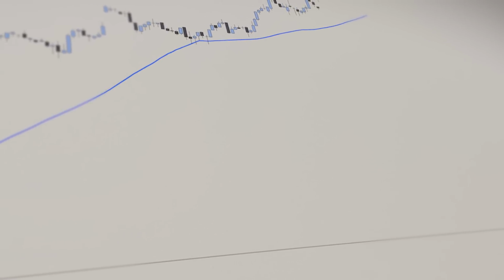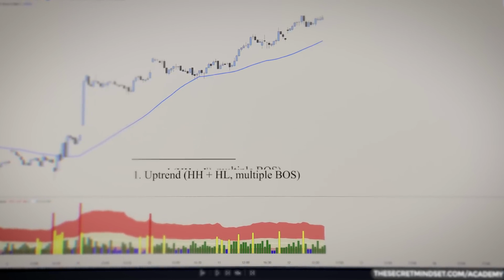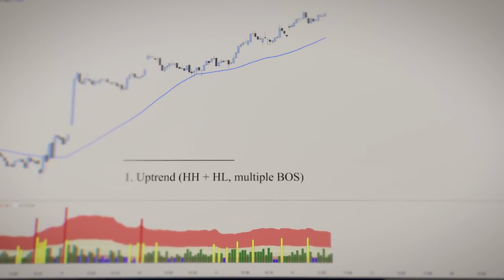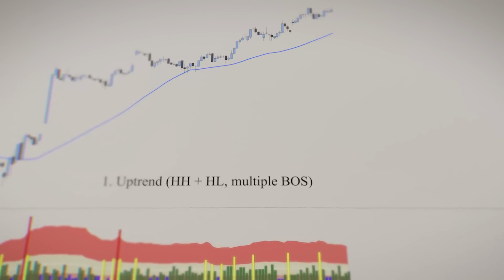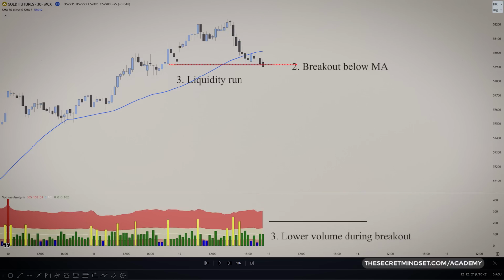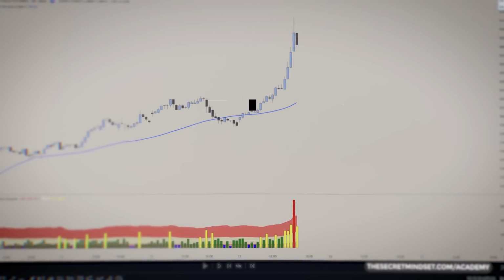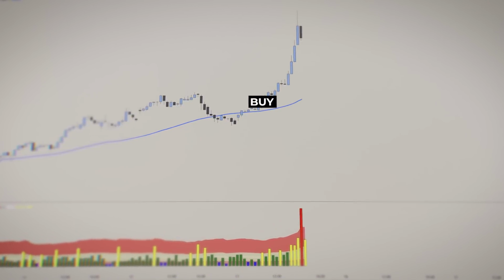It doesn't matter the market you trade. That's the beauty of this strategy. Gold prices had been making higher highs and higher lows in an upward trend, with the 50-period moving average reflecting the positive momentum. Then gold took a quick nosedive below the moving average. We even had a liquidity run during this period. Despite the initial panic in the market, the volume during this drop was notably lower than expected for a significant trend change. The correct trade was a long one once price moved above the 50 moving average.